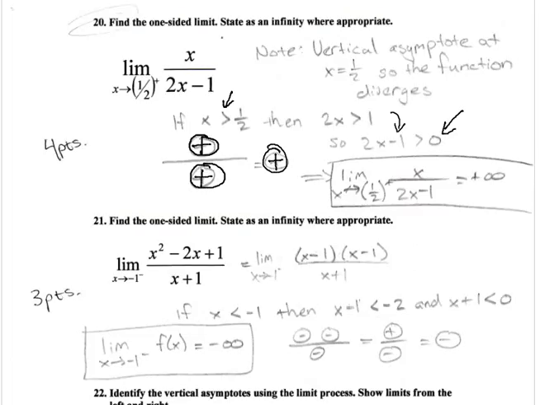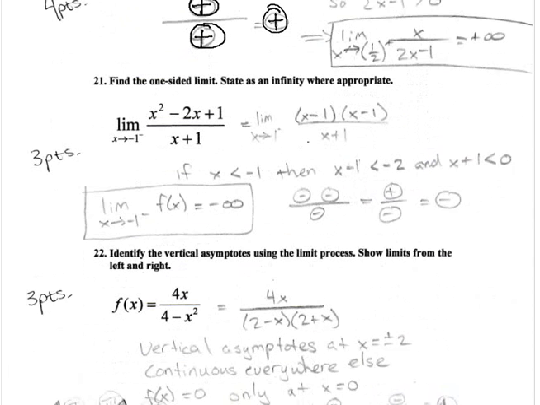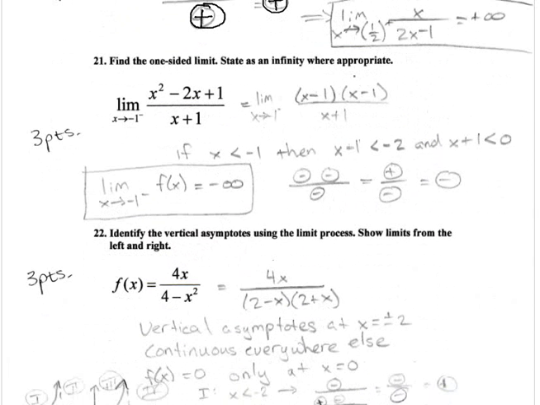So the next question is number 21. It says find the one-sided limit, stating infinity where appropriate. So we have the quantity x squared minus 2x plus 1. We factor the numerator, and it gives us x minus 1 times x minus 1. Unfortunately, there are no cancellations, so there are no factors in common between the numerator and the denominator.